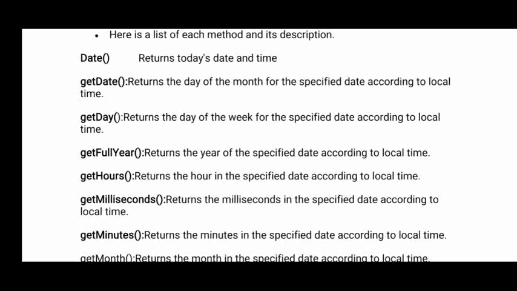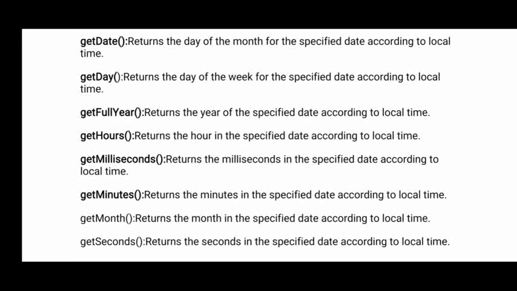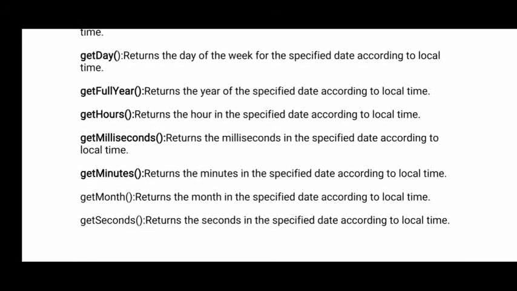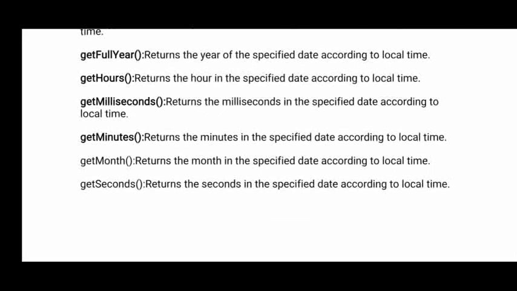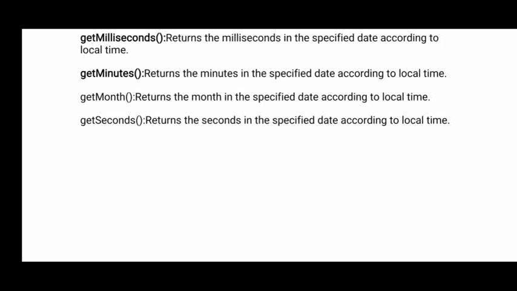Get date: it returns the day of the month for the specified date. Whatever today's day of the month is, that will be displayed. Get full year displays the full year according to local time. For example, instead of writing 21, it will display 2021. Similarly get hours will display the complete hours, and get milliseconds is used to return the milliseconds. Get minutes will display the minutes, get month will display the month, and get seconds will display the seconds.